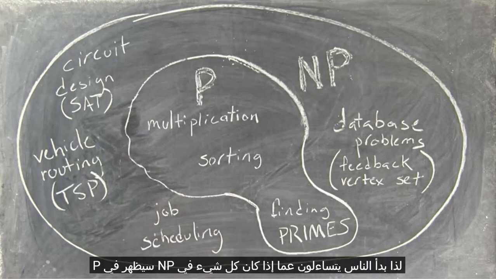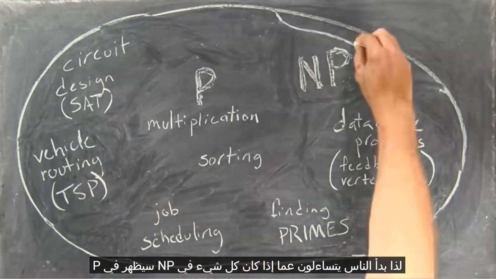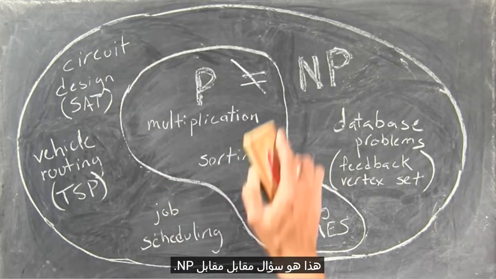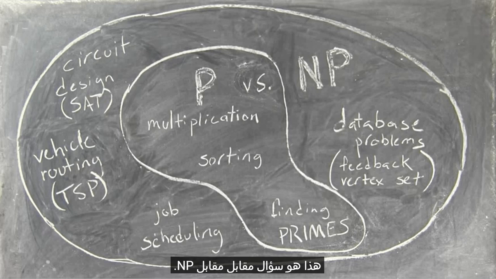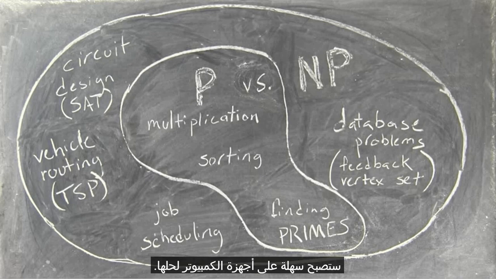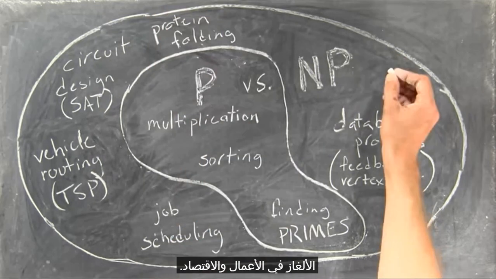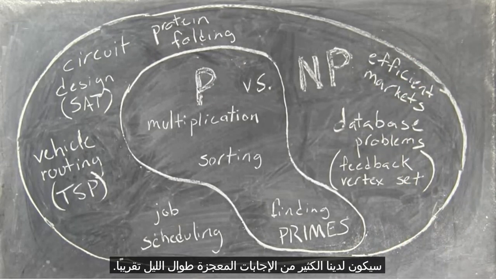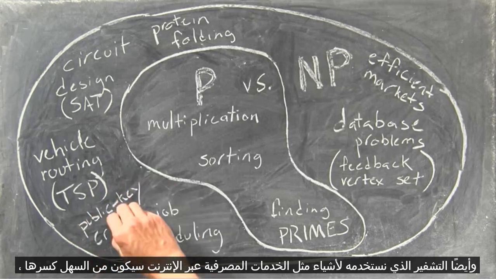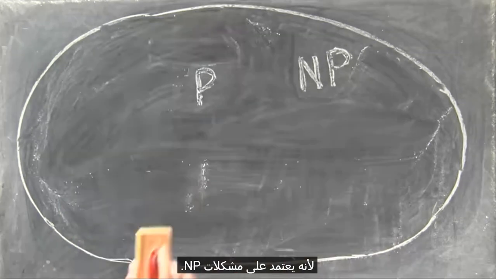So people started to wonder whether everything in NP would turn out to be in P, or if there were some NP problems that were truly harder than the ones in P. That's the P versus NP question. If all the NP problems are really in P, a lot of important puzzles we've been struggling with are going to turn out to be easy for computers to solve. Puzzles connected to biology and curing cancer, puzzles in business and economics, we'd have a lot of miracle answers almost overnight. And also, the encryption we use for things like online banking would be easy to crack because it's based on NP problems. Okay, examples.